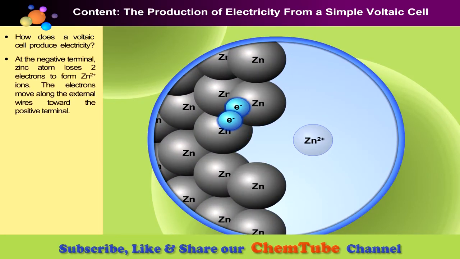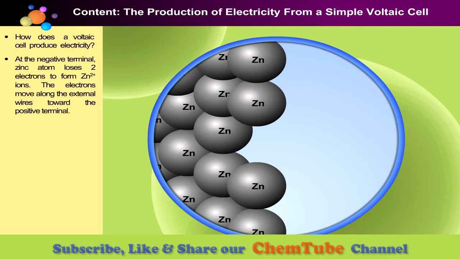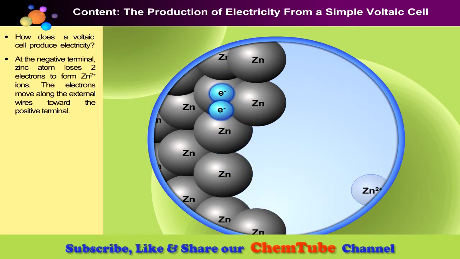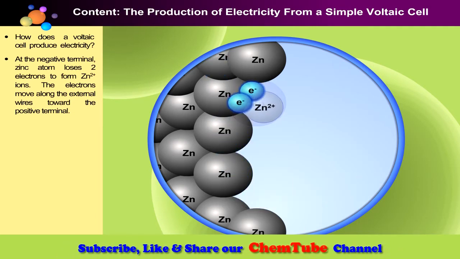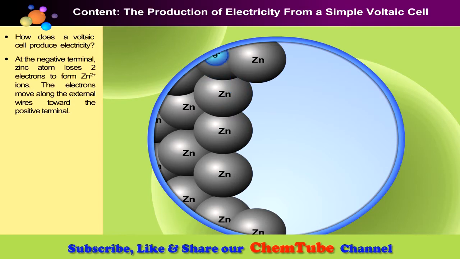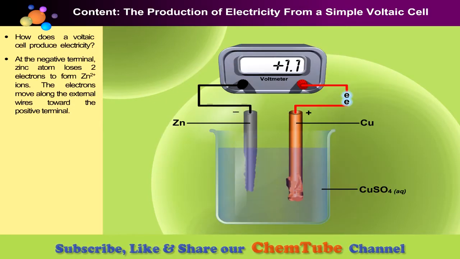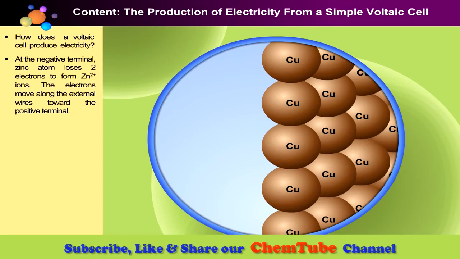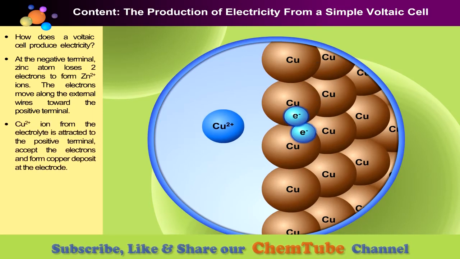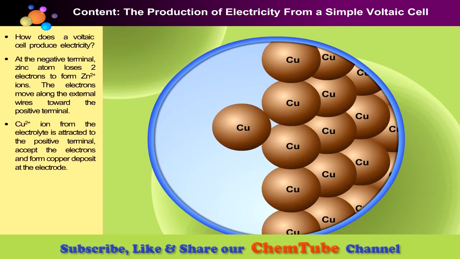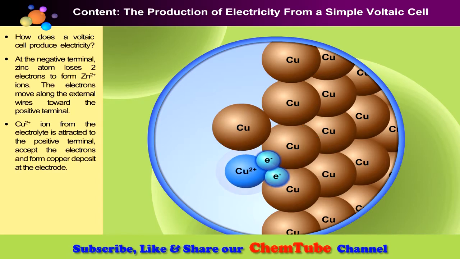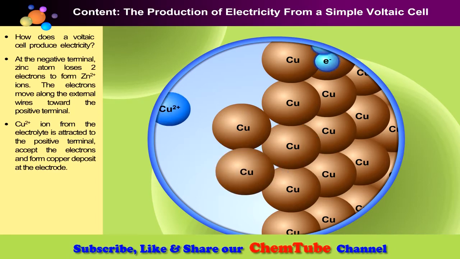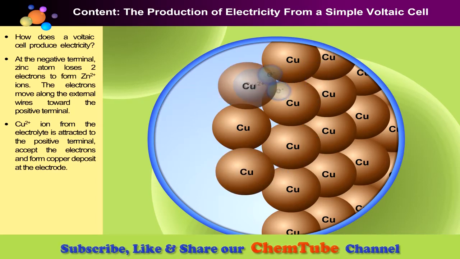At the negative terminal, zinc atom loses 2 electrons to form zinc ions. The electrons move along the external wires toward the positive terminal. Now, click on the copper electrode. Copper 2 ion from the electrolyte is attracted to the positive terminal, accepts the electrons and forms copper deposit at the electrode.